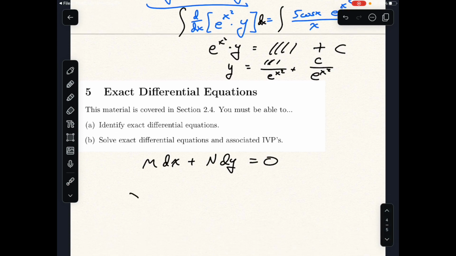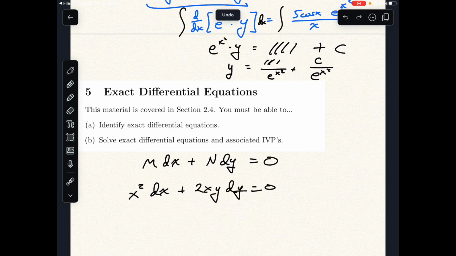So if you had something like x squared dx plus 2xy dy equals 0. Here, x squared dx, you want to do a partial with respect to y because there's an x right here. The derivative of x squared with respect to y is just 0. Over here, we want to do a derivative with respect to x because there's a dy right there. That derivative would be 2y, so this is not exact.